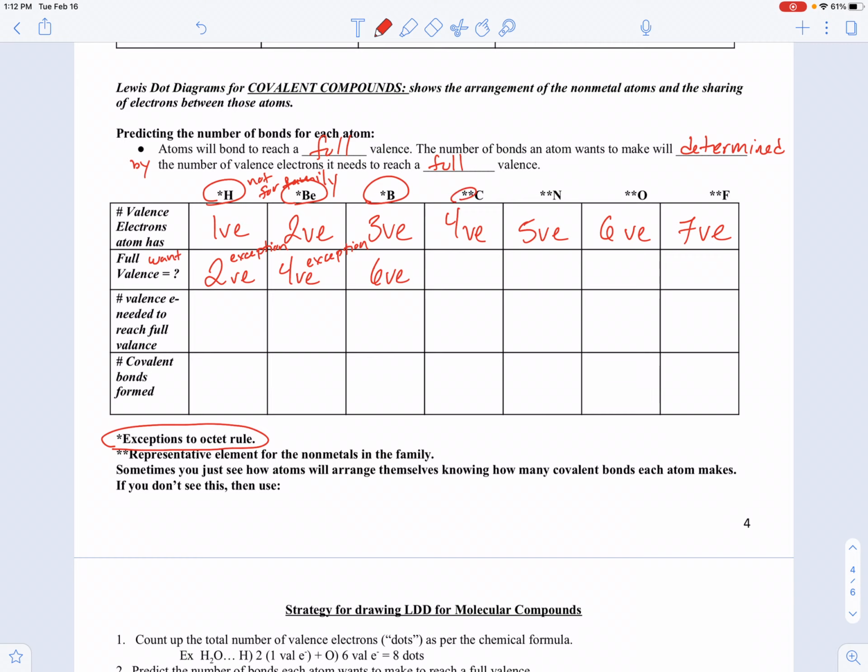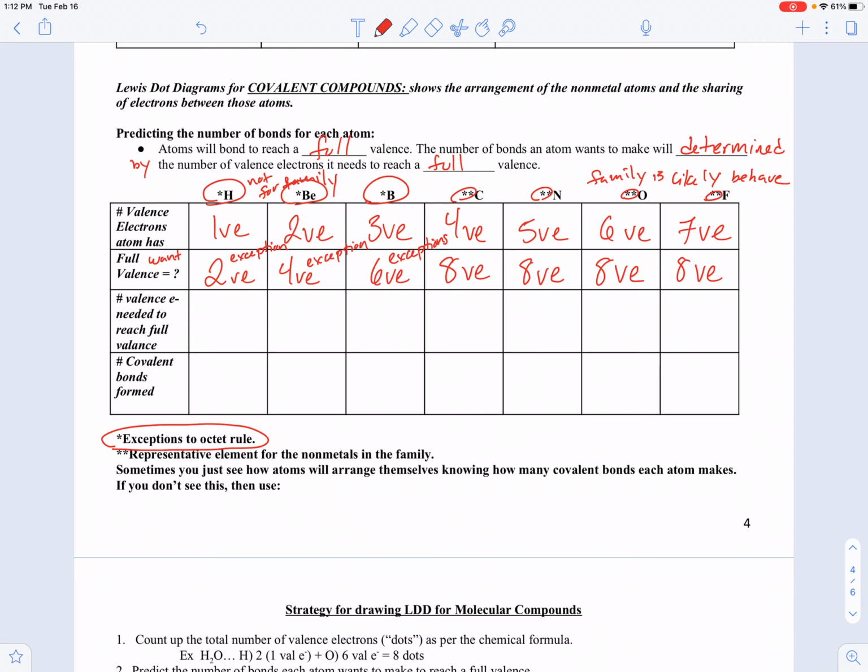Now, these ones that are double starred, this represents how the family is likely to behave. So that means all the way down to the staircase. So carbon is not an exception. Carbon and silicon both want to get to 8 valence electrons. Nitrogen down to the staircase wants to get to 8 valence electrons. Oxygen down wants to get to 8 valence electrons. And fluorine down wants to get to 8 valence electrons. So none of those are exceptions. These are 3 exceptions that you should know for our covalent compound bonding.